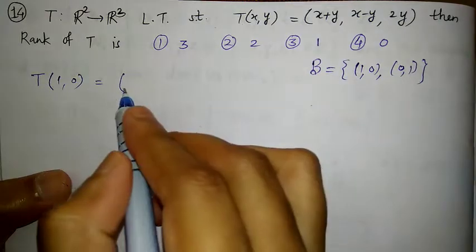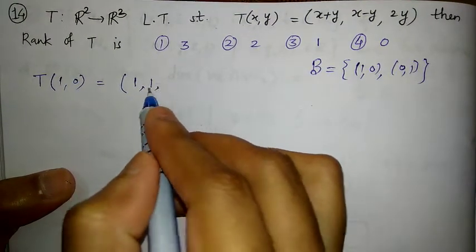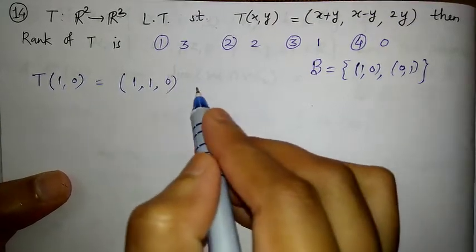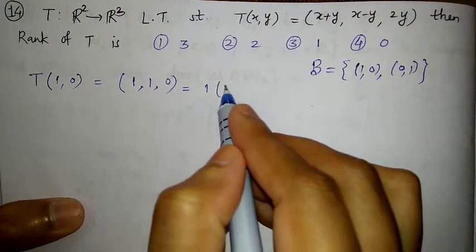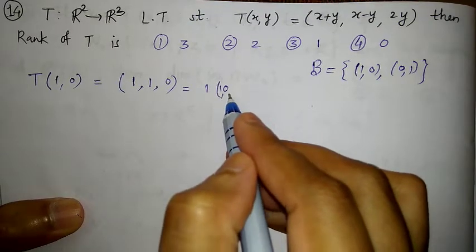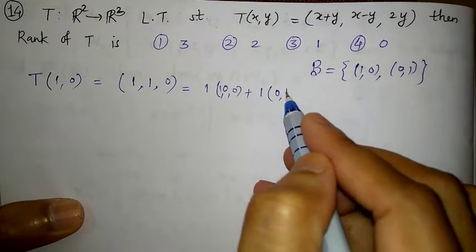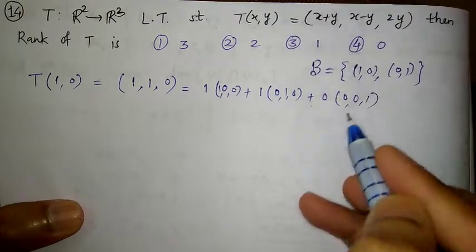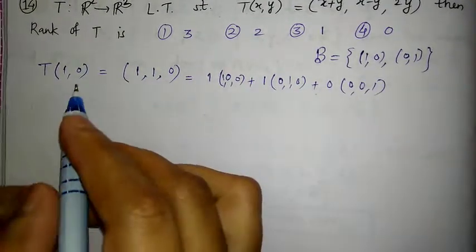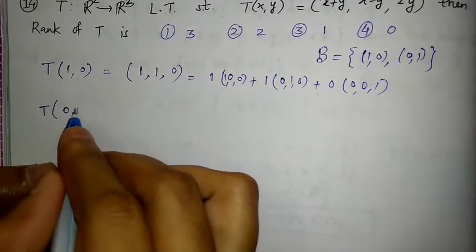So this will be just 1 plus 0, then 1 minus 0, and then 2 times 0, which is 0, right? Now we can write this vector as 1 times (1, 0, 0) plus 1 times (0, 1, 0) plus 0 times (0, 0, 1). Okay. Now let us similarly write down T of (0, 1).